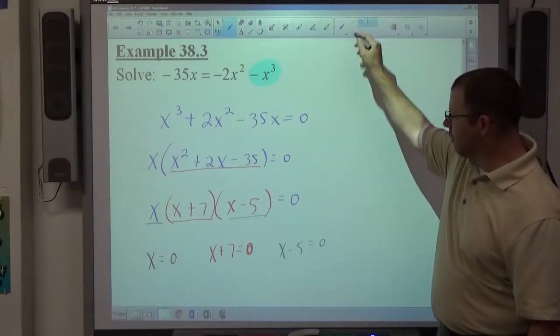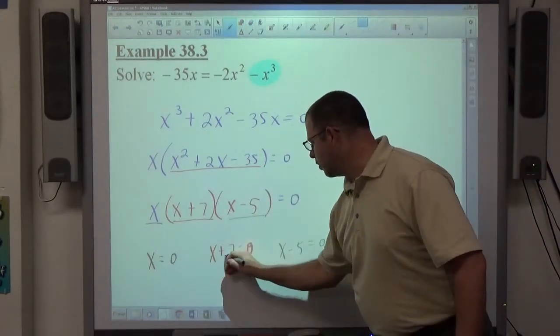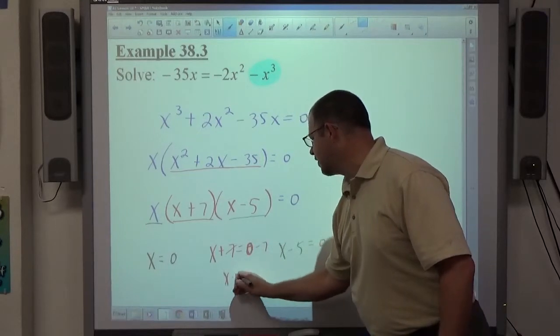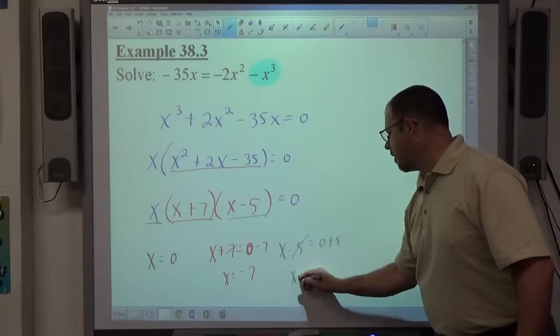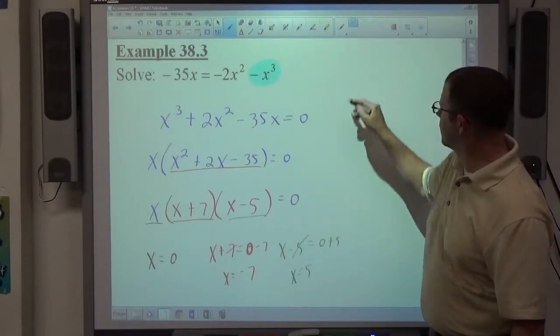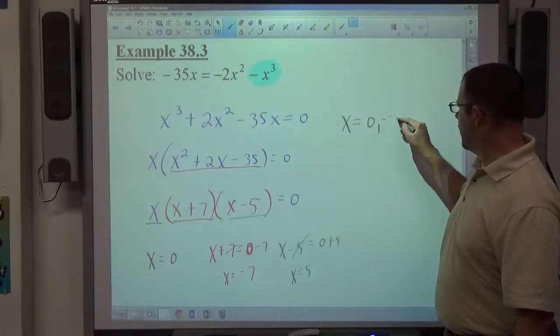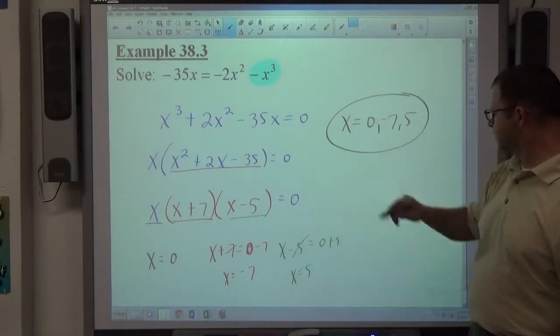And that leaves me with, of course, x equals 0 is one of the answers. Move the 7 over, you're going to get x equals negative 7. We move the negative 5 over, becomes positive, x equals positive 5. Those are my answers. X equals 0, negative 7, positive 5. Okay.